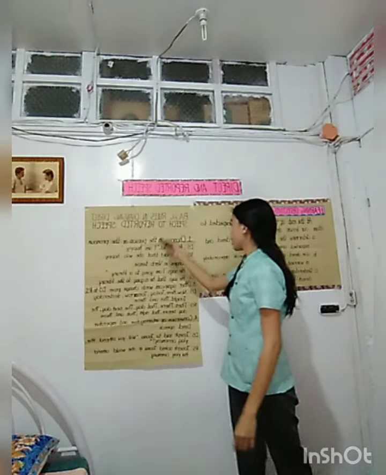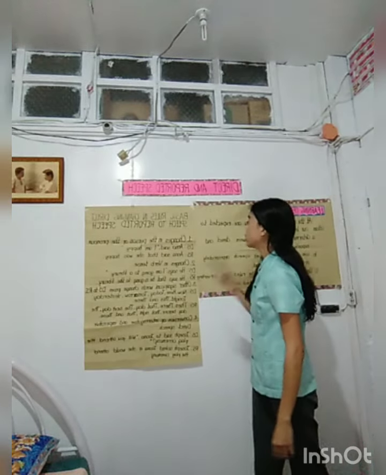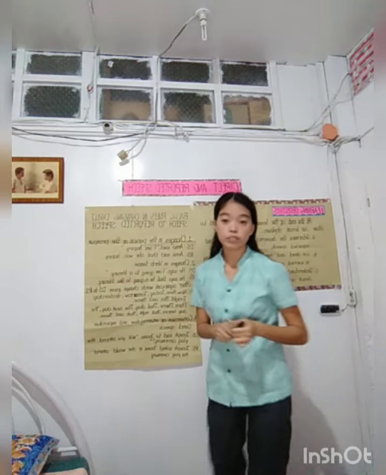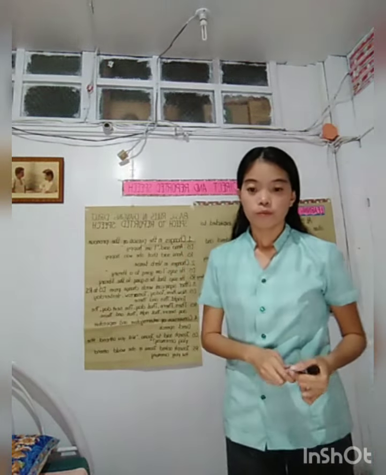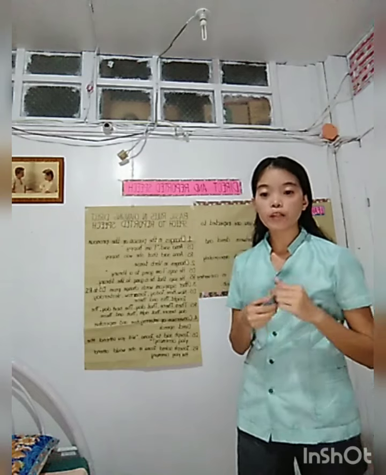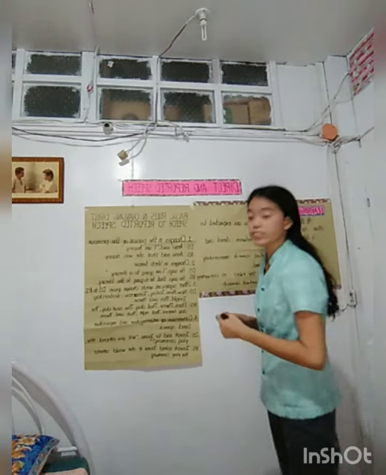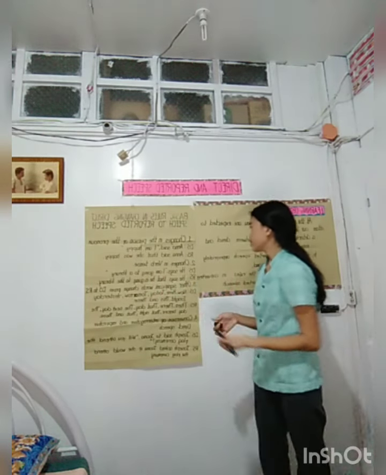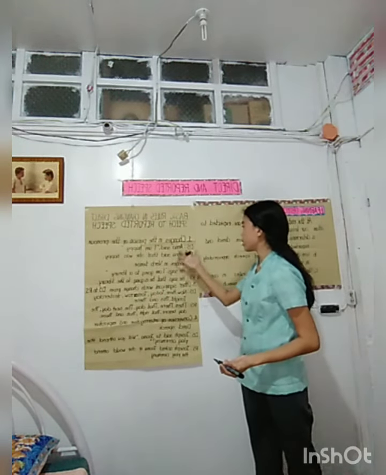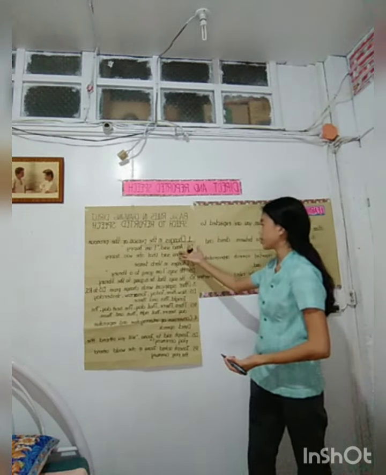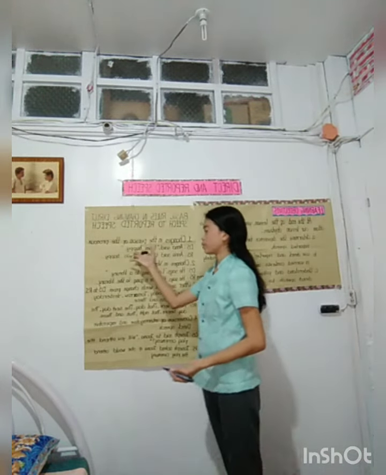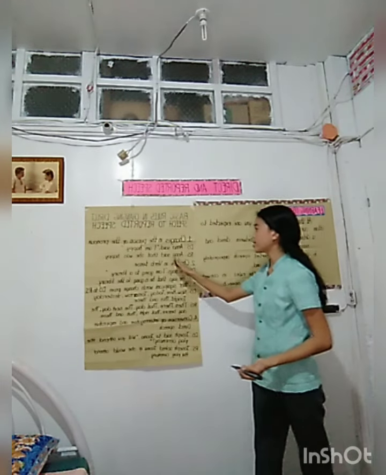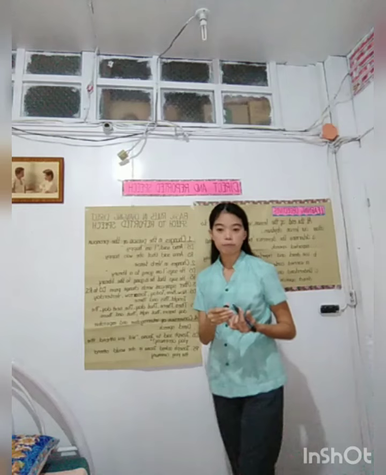So we have here four basic rules in changing direct speech to reported speech. For number one, we have changes in the persons of the pronoun. The direct speech example is, Anna said, "I am happy." For the reported speech, we have, Anna said that she was happy.